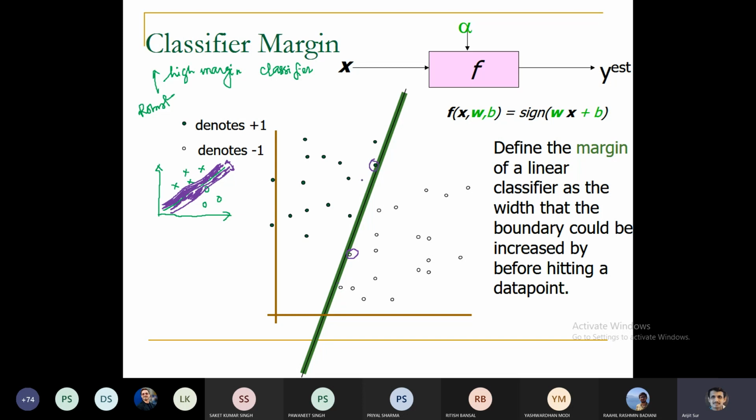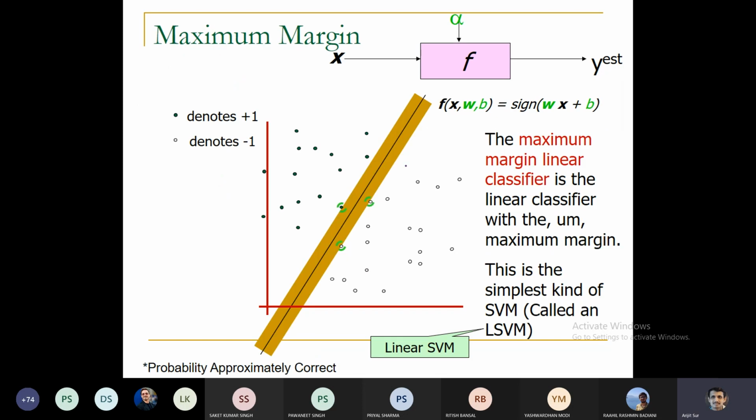We also discussed that there are some data samples that are going to help find this. From a very intuitive point of view, the data samples very close to the decision boundary will drive how we find the decision boundary. This kind of data sample is more important. This data sample is called a support vector. We'll come into that. This maximum margin linear classifier is the linear classifier with the maximum margin, and this is the simplest kind of SVM, called LSVM.